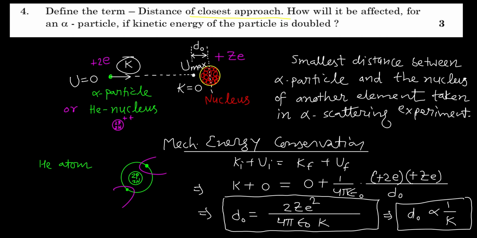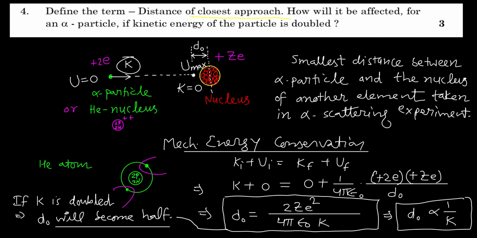Okay, so what is the second part of the question? How will it be affected for an alpha particle if the kinetic energy of the particle is doubled? So what will you say? If K is doubled, then what will happen? The distance of closest approach d naught will become half, right? So we are getting this from here. So I hope you understood what the distance of closest approach is and how it will be affected with the varying kinetic energy of the alpha particle.